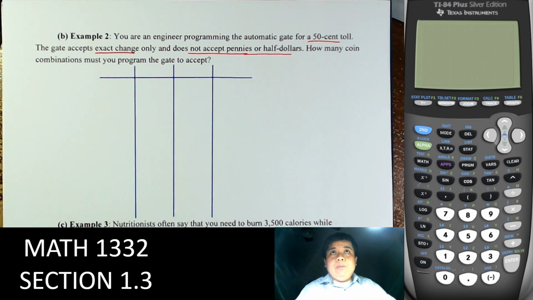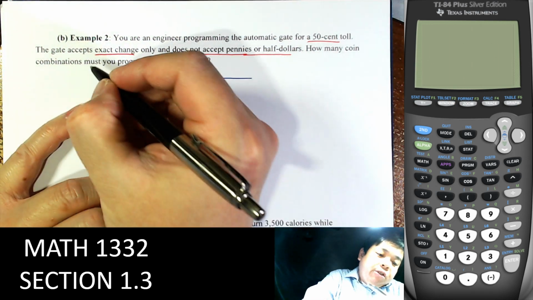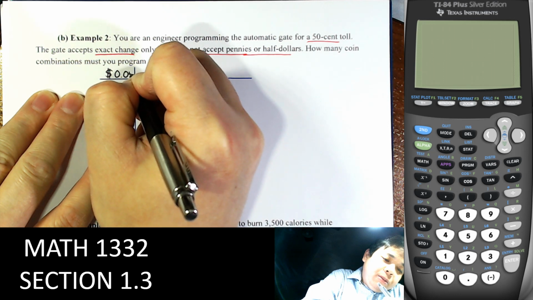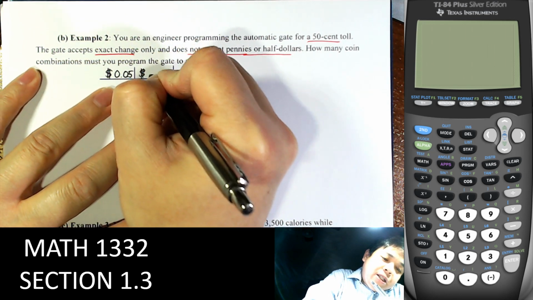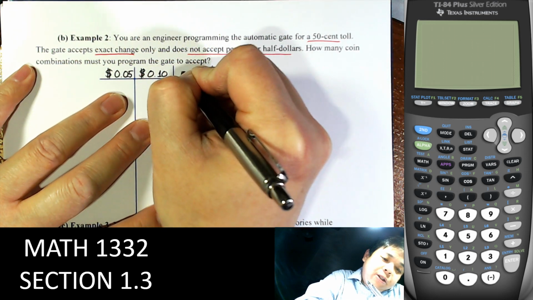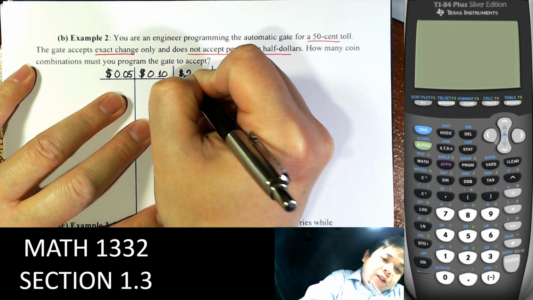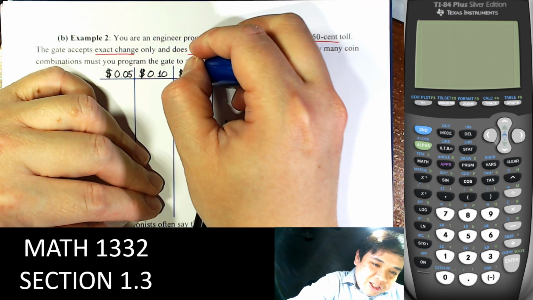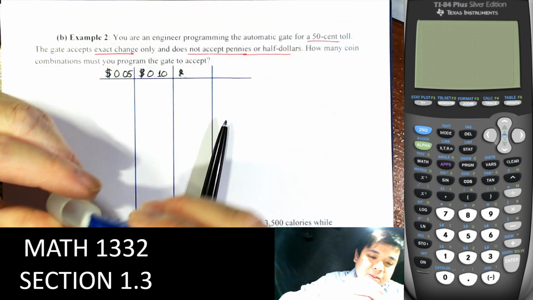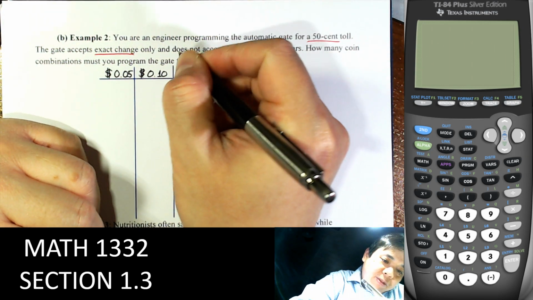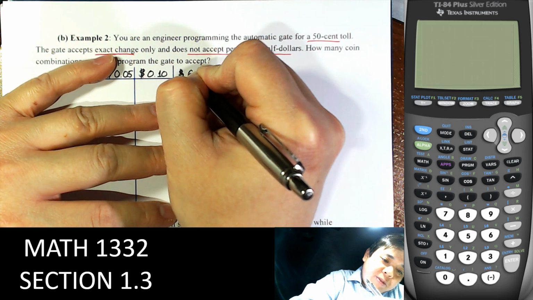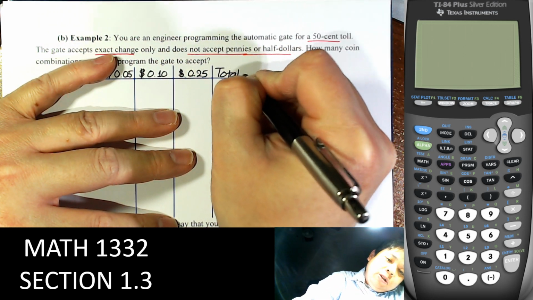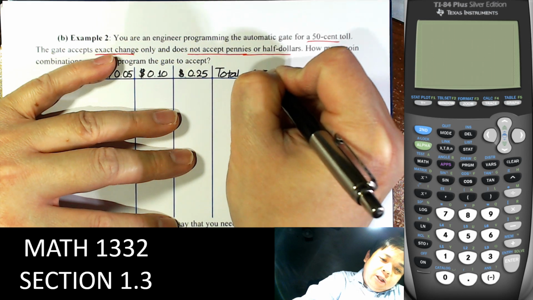Right, so here are the coins. The 5 cents, 10 cents, and 25 cents, quarters. The total is 50 cents.